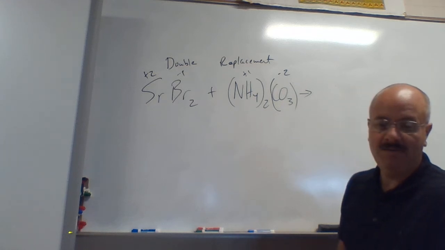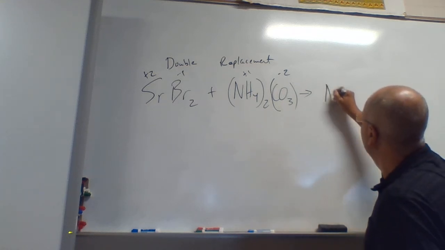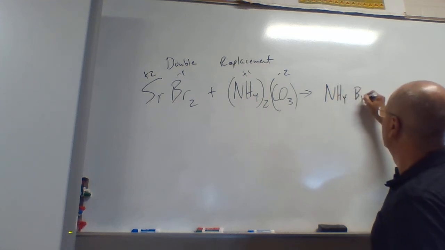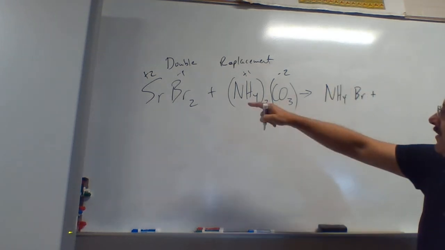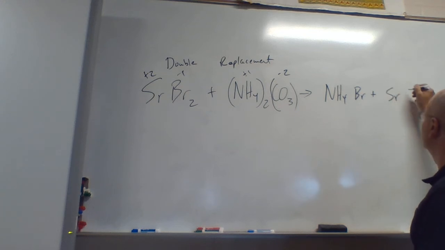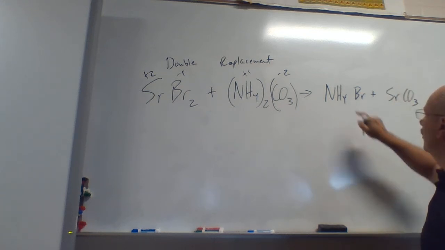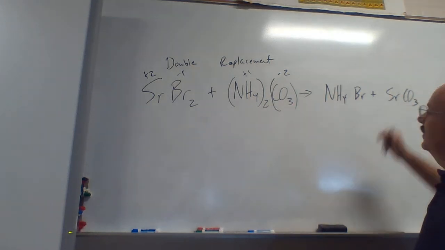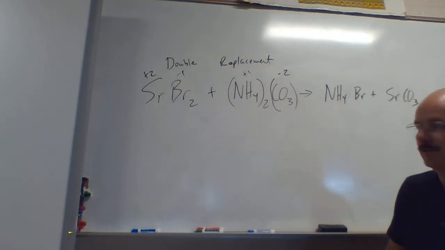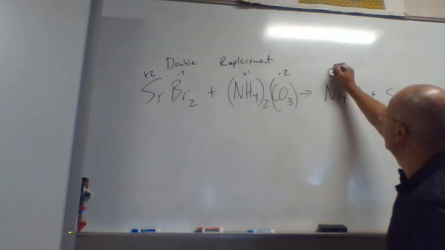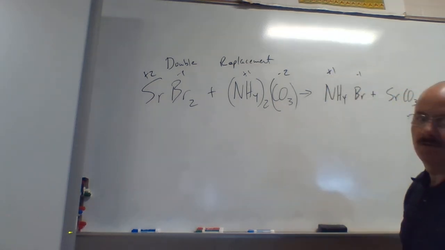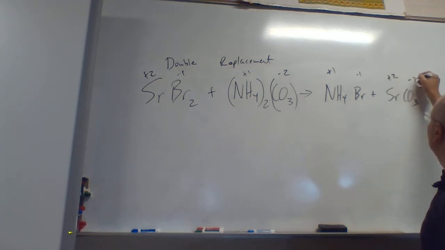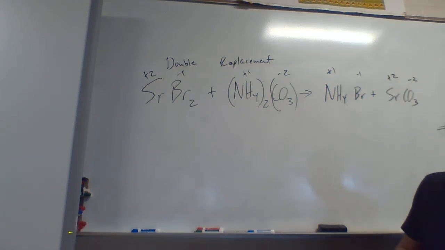All right, so I'm going to take my 2 positives, trade places. I'm going to get NH4, and that's going to join up with Br. Plus, and I get Sr joining up with CO3. And I brought over the 4, because he's from the polyatomic ion. I brought over the 3 because it was the polyatomic ion also. All right, then do my charges. This guy is +1, this guy is -1. That's my formula for him. This guy is +2, this guy is -2. That's my formula for that one.